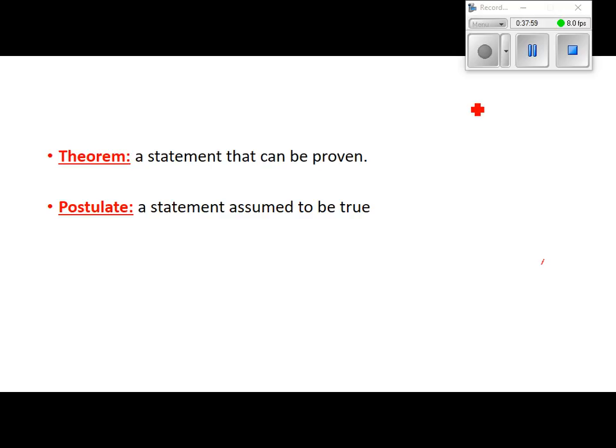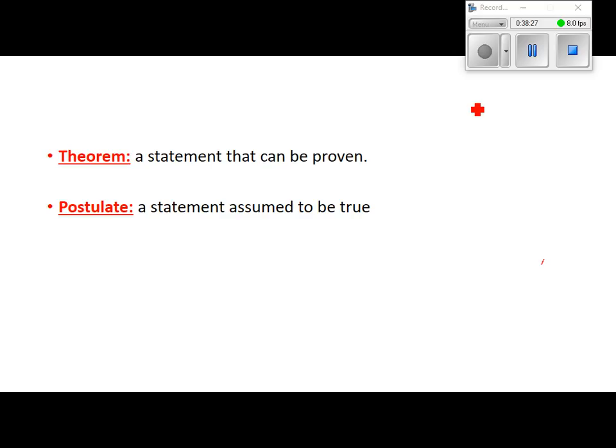What's the difference between a theorem and a postulate? A theorem can be proven, a postulate has to be assumed. A postulate is something that we assume to be true. A theorem is something that you have to prove is true. So a theorem is a statement that must be proven true.